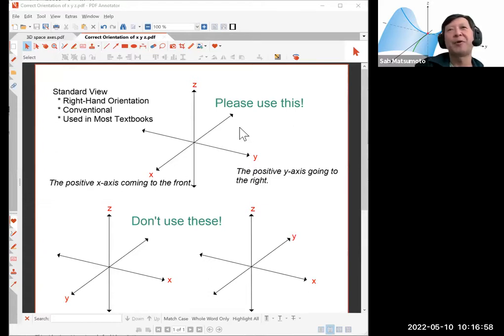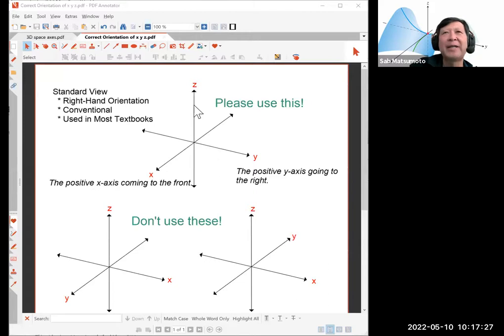Okay, so first, the correct way. This is what you should be using, all right? Every time you draw three-dimensional space and a surface or curve or whatever, the positive x-axis comes this way to the front, as if it's coming from the paper towards you. The positive Y direction is to the right, usually slightly down, and then the positive Z axis is vertically up, right? It is the conventional, the most standard view.